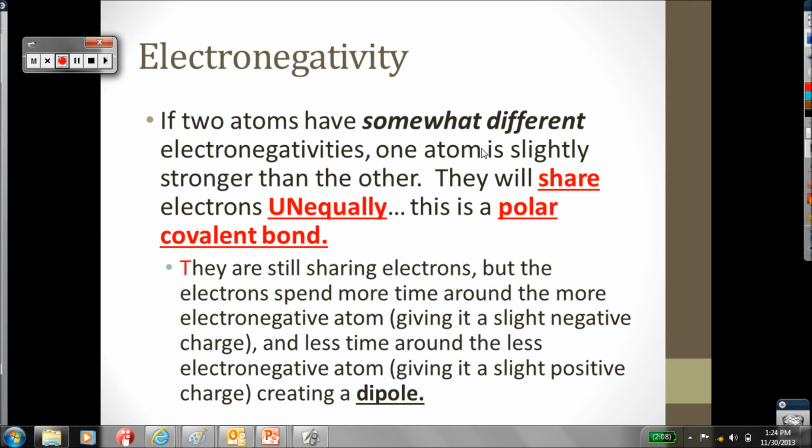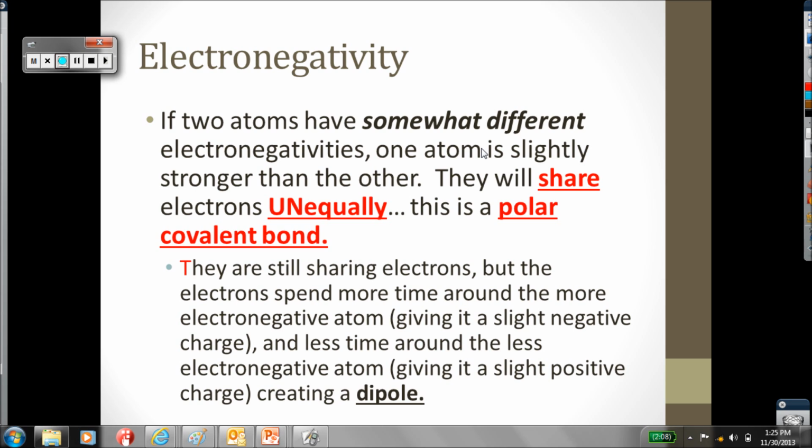So the next type of bond I want to talk about are polar bonds. Remember we said that polar bonds form because the electronegativity values of the two atoms are slightly different. So one atom has a slightly higher electronegativity than the other. And when these atoms come together, they're going to share their electrons, but they're going to share them unequally. And this creates a polar bond.